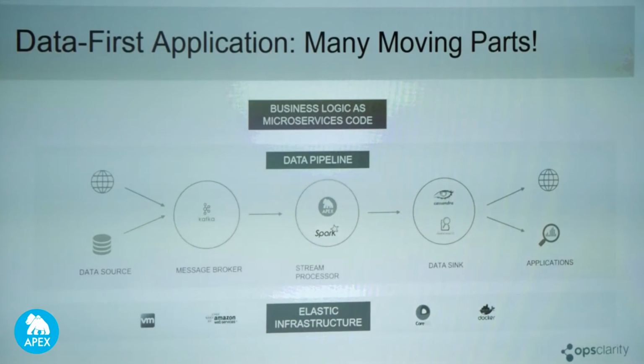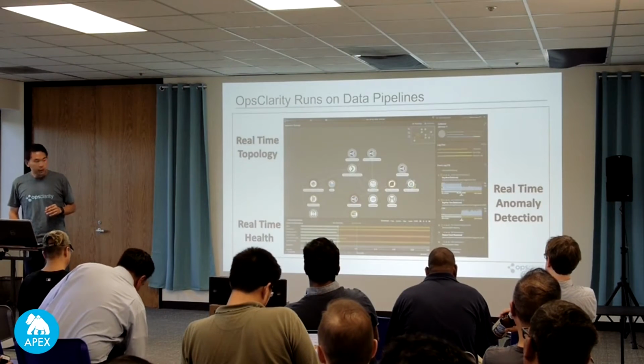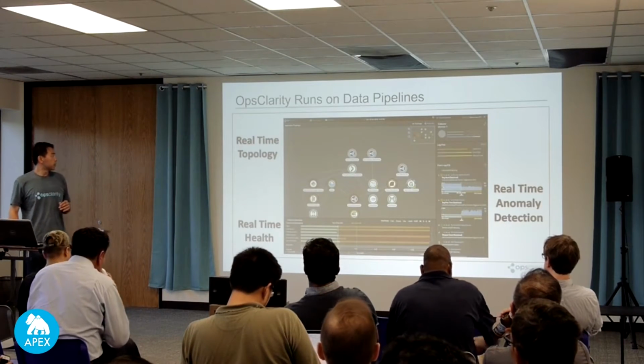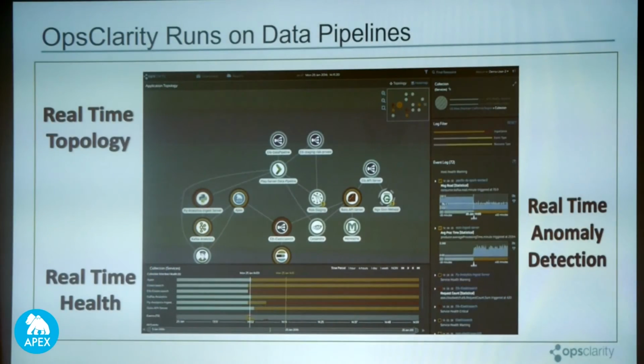whose purpose is to basically take data from a set of sources, transform them, and derive value, right? Any questions so far? So this is pretty straightforward, hopefully. So OpsClarity, we are a company that runs on multiple data pipelines. So this is a screenshot of our application. I'm going to walk you guys through what this is.